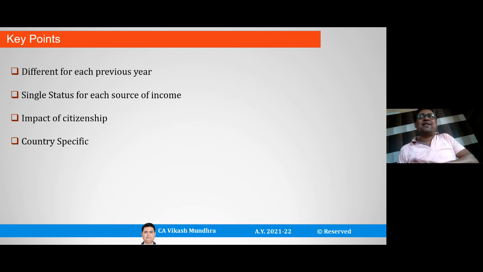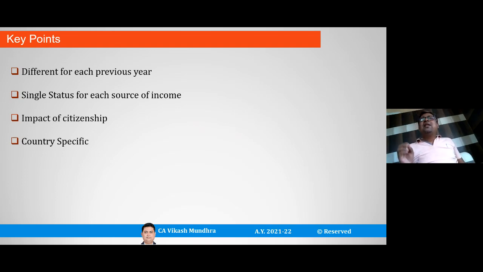Citizenship and residential status. Residential status and citizenship are two different concepts. You are not supposed to be confused between citizenship and residential status. If you are an Indian citizen, that does not mean you are a resident in India. You may or may not be resident in India. Similarly, if you are not a citizen of India, you cannot say that since I am not a citizen of India, I am a non-resident. That is not true. You may or may not be a citizen of India, but you may or may not be resident in India.